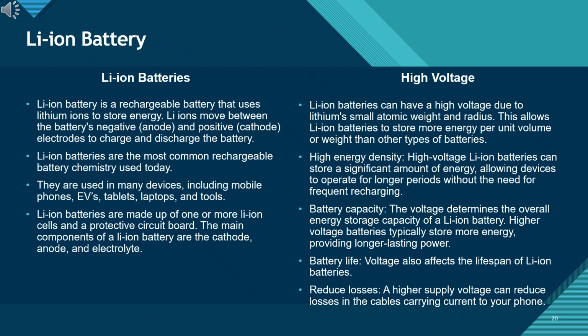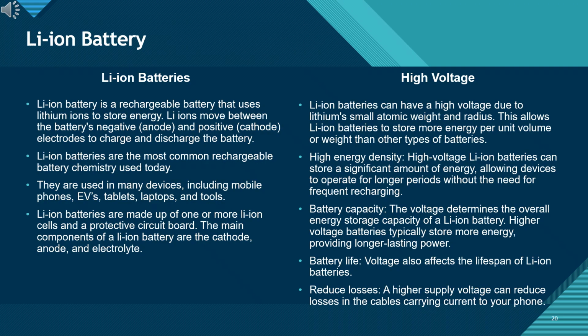Lithium-ion battery. Lithium-ion batteries are the most widely used rechargeable energy storage systems in modern technology. They operate by shuttling lithium ions between the anode, negative electrode, and the cathode, positive electrode, during charge and discharge. This simple yet highly efficient mechanism allows them to deliver excellent performance across a wide range of applications, from smartphones, laptops, and tablets to power tools, electric vehicles, and large-scale energy storage. A typical Li-ion battery is composed of one or more cells and includes a protective circuit to ensure safe operation, with the core components being the anode, cathode, and electrolyte.